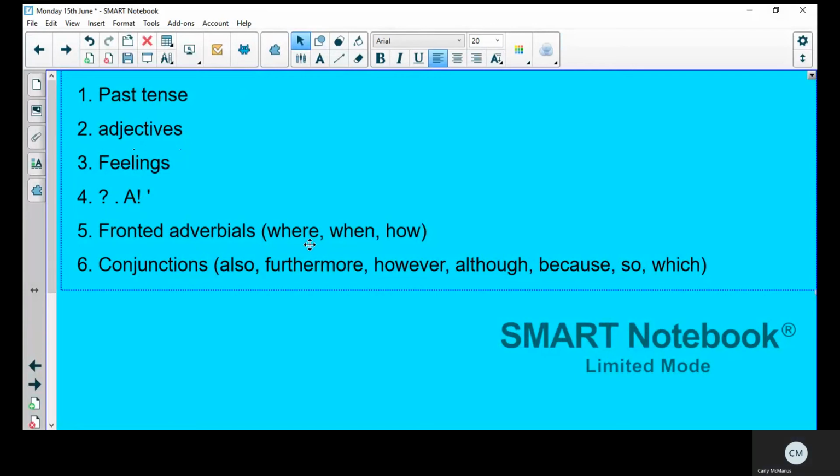Don't use the where fronted adverbial all the time. Sometimes you can use when or how. And then a range of conjunctions. So you've got also and furthermore, which mean the same as and. You've got however and although, which means the same as but. You've got because and so to explain why something has happened. And then you've got which. So have a go at that, please.